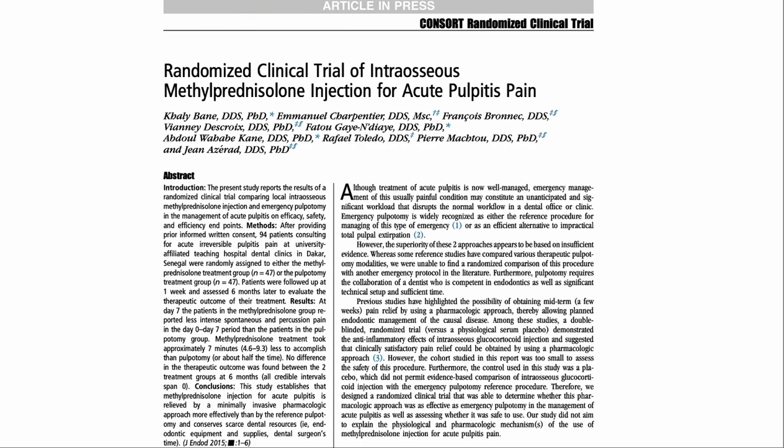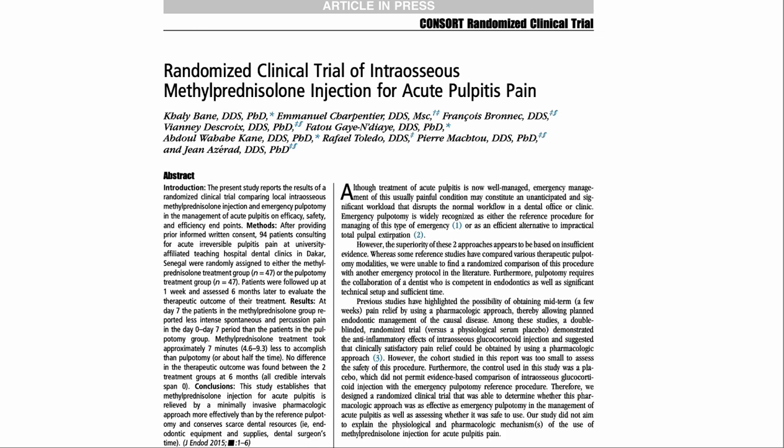Randomized clinical trial of intraosseous methylprednisolone injection for acute pulpitis pain. It is done by a group from Dakar University led by Bane and colleagues, and it is published in the JOE in 2015. So pulpitis is a common dental emergency, and it is typically managed by emergency pulpotomy or pulpectomy.